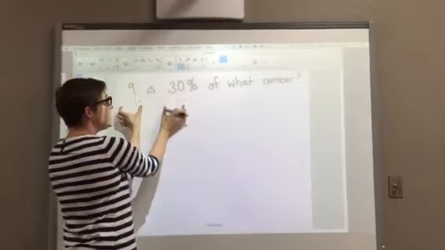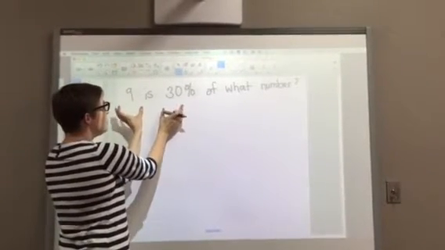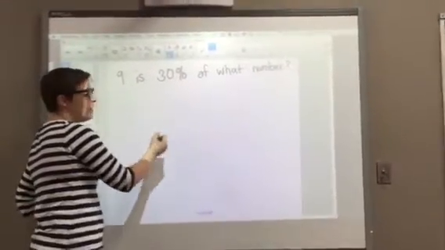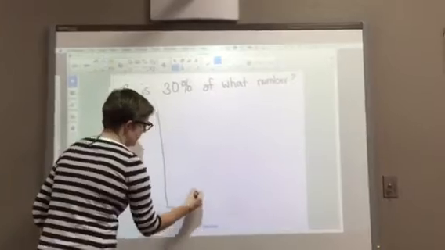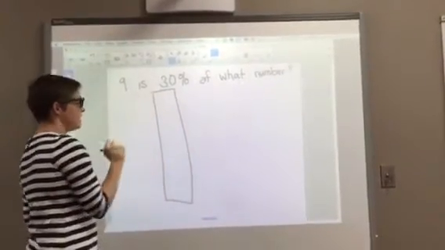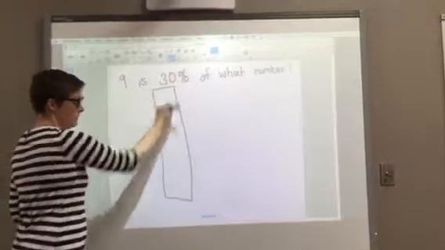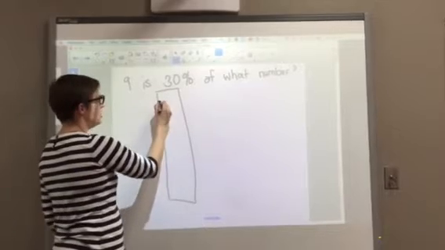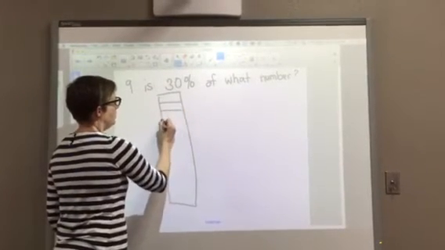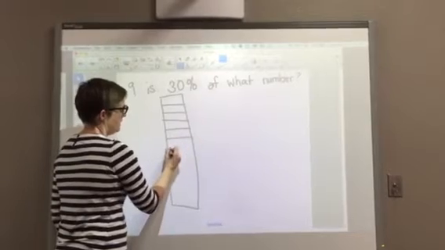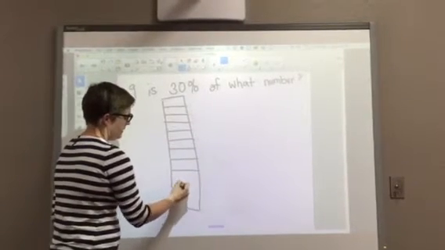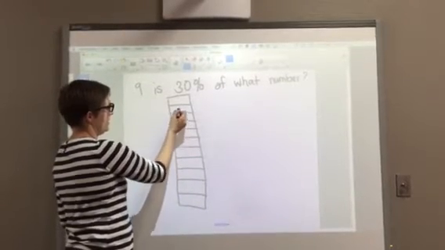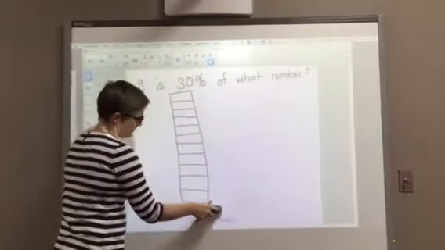I don't know what the total is. So I have to take this information and present it in a way that I can figure out what is the total number that I'm talking about. And because my brain likes to deal in tens, what I think is easiest for me is to draw a picture, a bar, and to divide it into 10 chunks. So let's do 1, 2, 3, 4, 5, 6, 7, 8, 9, 10. And just to double check, 1, 2, 3, 4, 5, 6, 7, 8, 9, 10.